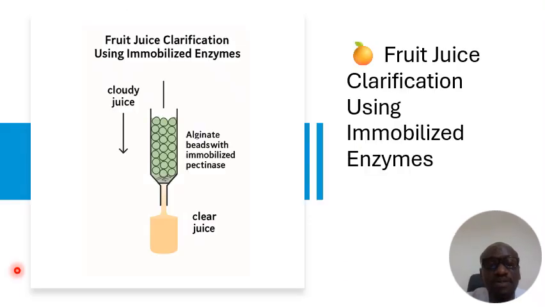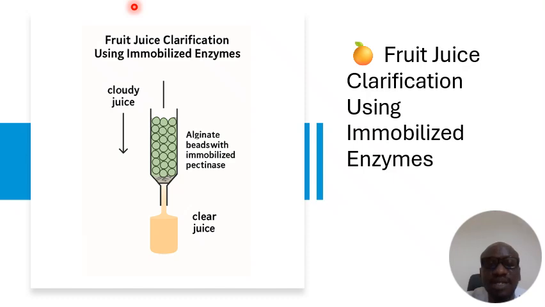The next application is juice clarification using immobilized enzyme. In fruit juice production, pectin is a natural substance found in fruit juice. It makes juice cloudy and thick. However, some people prefer their juice to be clear, and this juice must look clear and smooth.